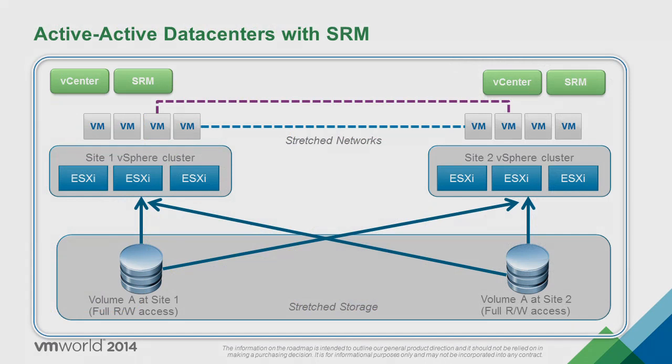So, a closer look at how the solution looks, with Active-Active Datacenters and SRM. Essentially, you have localized clusters in each site, and by design, HA and DRS will work in that local site, right? And you have stretch storage and stretch network capabilities, and vCenter and SRM deployed on either side. Now, let's take a look at some of the critical failure scenarios and how this solution handles them.